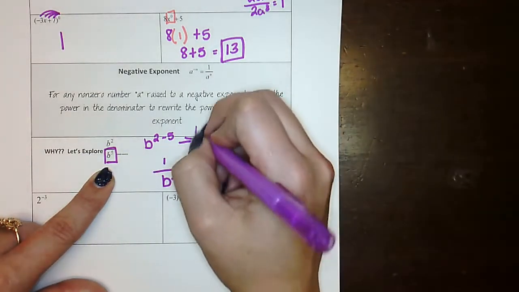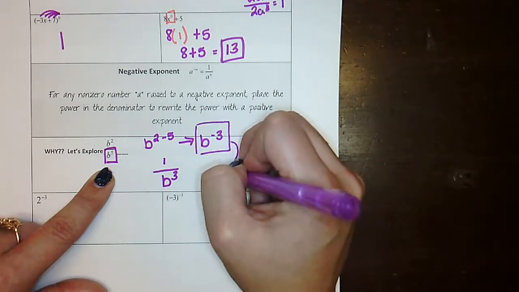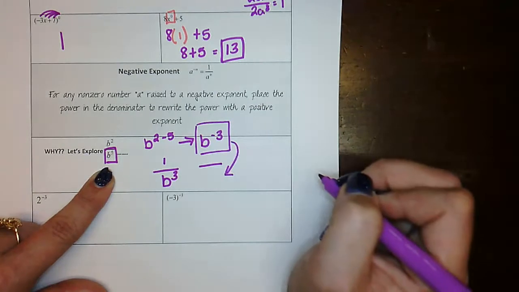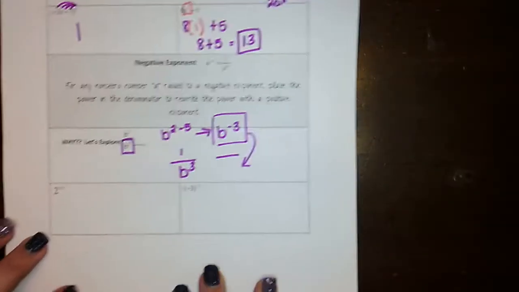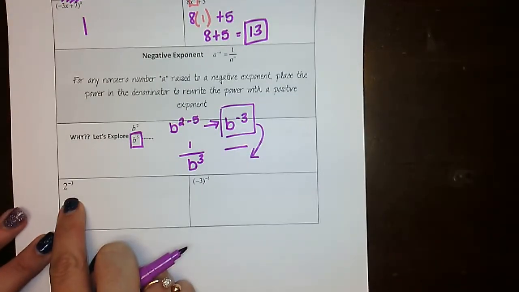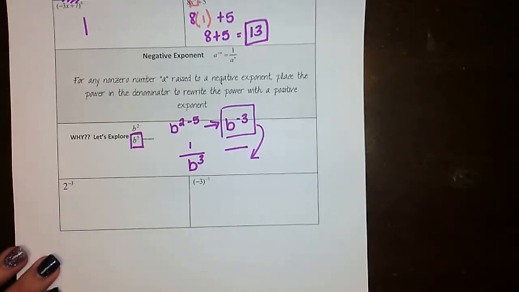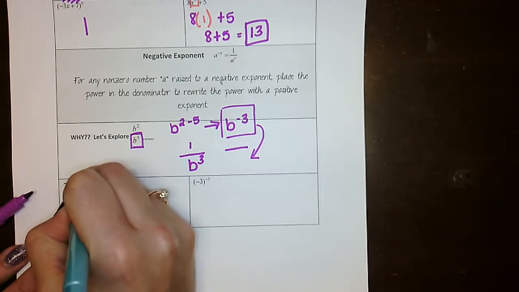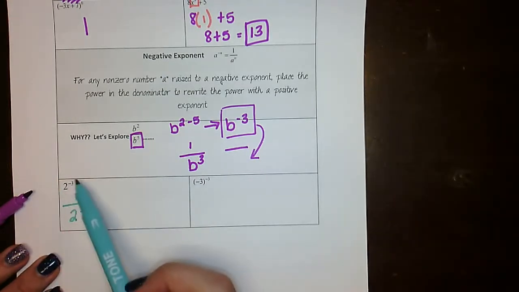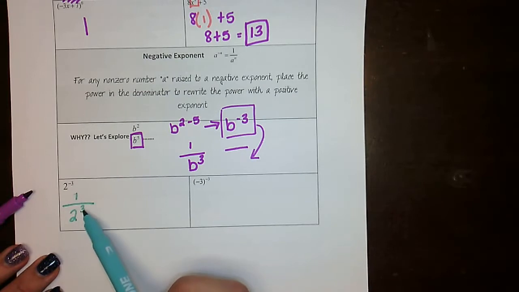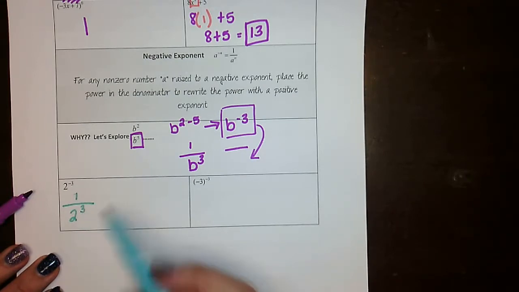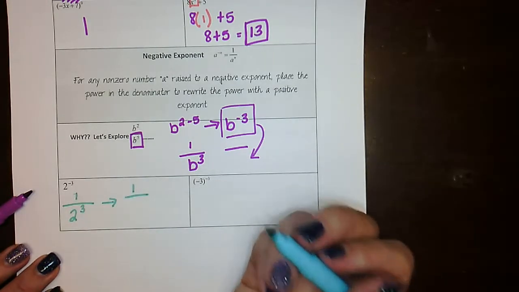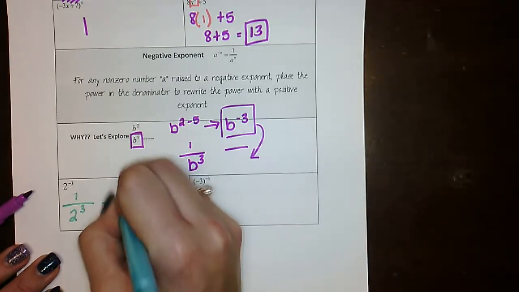It's telling me that I'm going to move this entire thing down to the denominator, and then I'm going to change this power to a positive. So I'll show you what that means. I have 2 to the negative third. What this is telling me, and we'll just start with the negative, is that I want this now to be a denominator. So this negative moves it all the way to the denominator and changes the power to become a positive. Now I can finish. 2 times 2 is 4. 4 times 2 is 8. And that's my final answer.